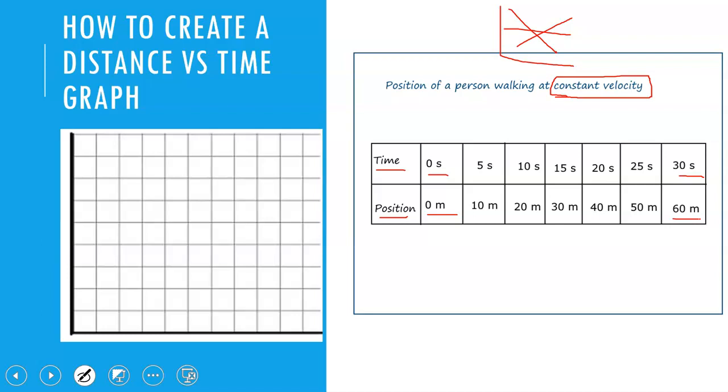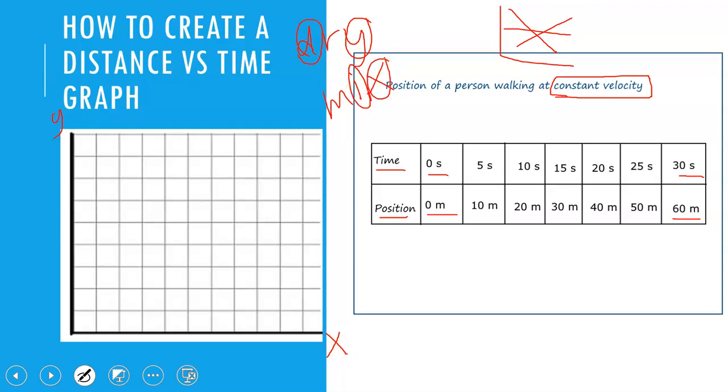Now, for a graph, every time you need to determine your dependent and your independent variables. So I learned a long time ago this saying, DRY MIX. Your dependent variable goes on the y-axis, and this, of course, is your y-axis. This is your x-axis. Your independent variable goes with your x-axis.